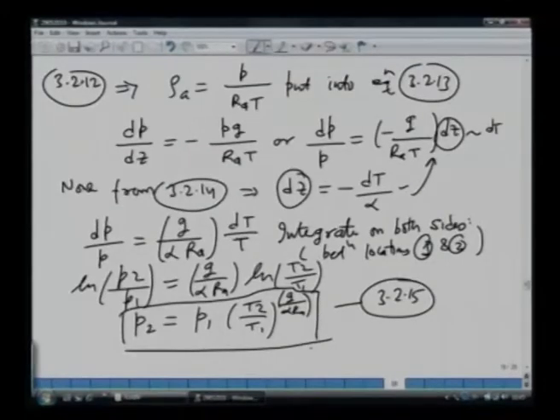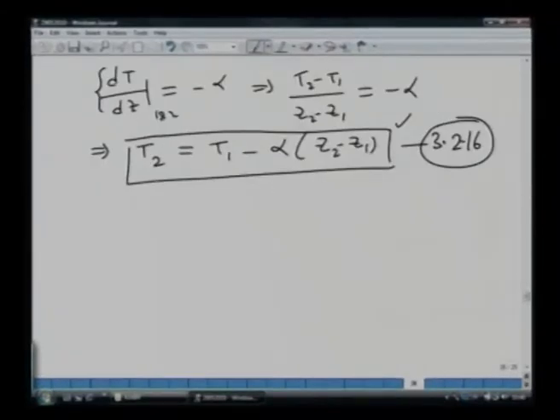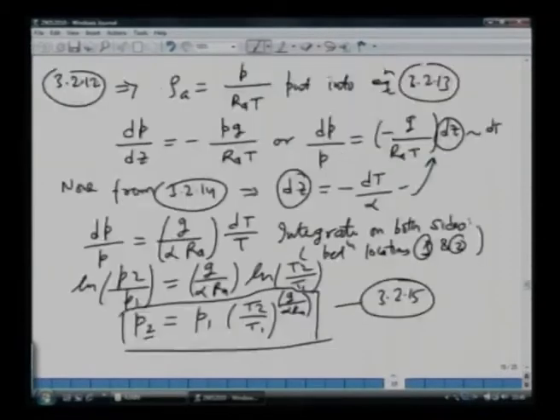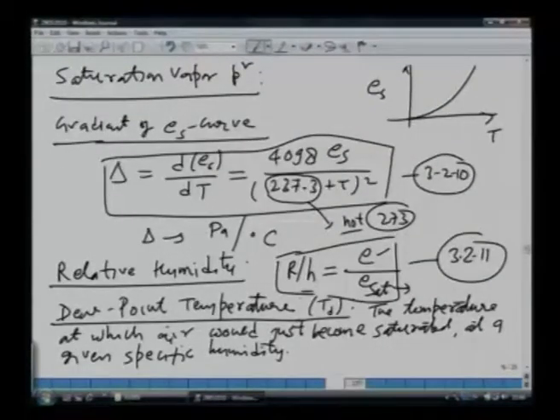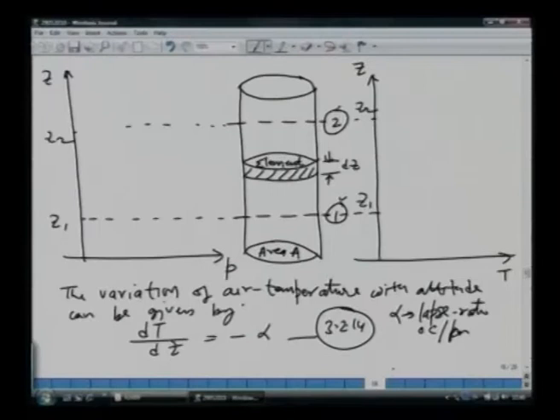So, 3.2.16 will give you the variation of temperature as a function of height, and we have already derived the equation for 3.2.15, which is giving you the variation of pressure as a function of height. So, with that, we will look at an example, but before I do that, let me go back to my figure and try to plot how it will look. Here it is. So, we have considered this atmospheric column. The height is Z2 minus Z1.